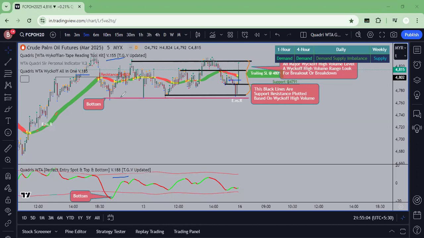These are all upgraded versions based on the TradingView upgrade, coding software. So I've drawn support resistance in black. What are these support resistance based on? First things first, version 188 shows you top and bottom and entry spot, a perfect entry spot wherein you can plan your trades either for a buying opportunity or for a selling opportunity.